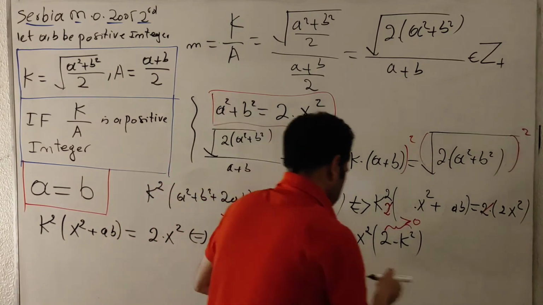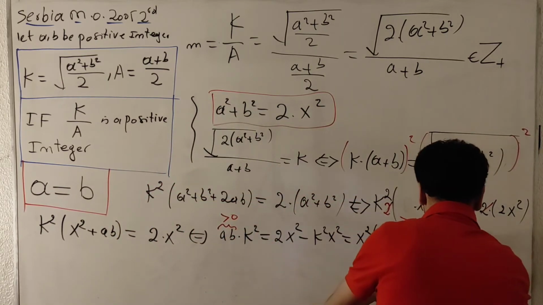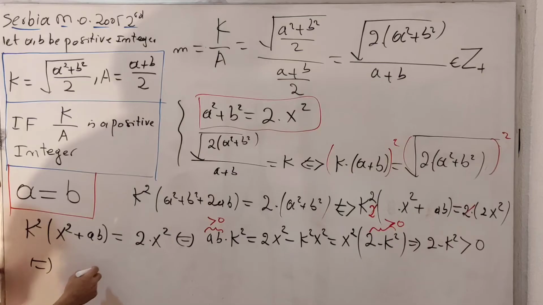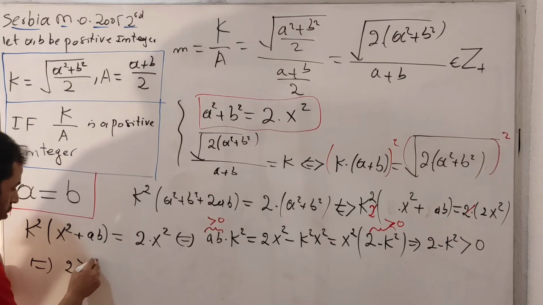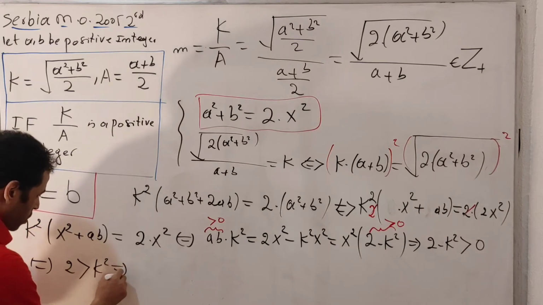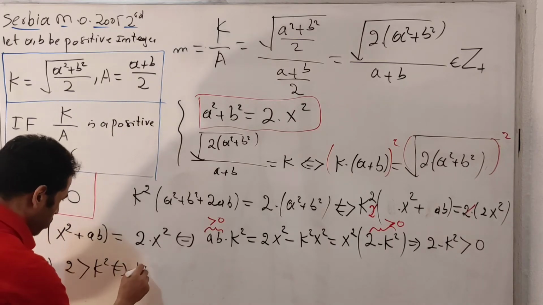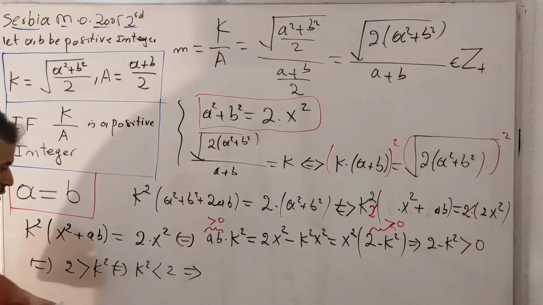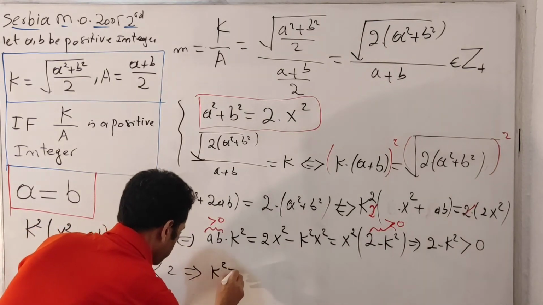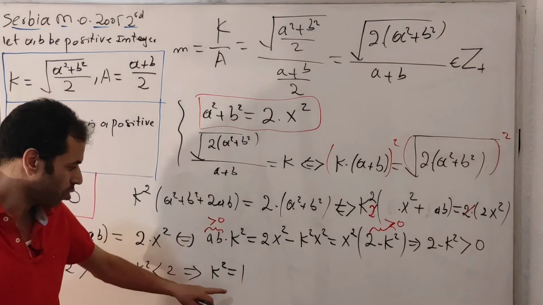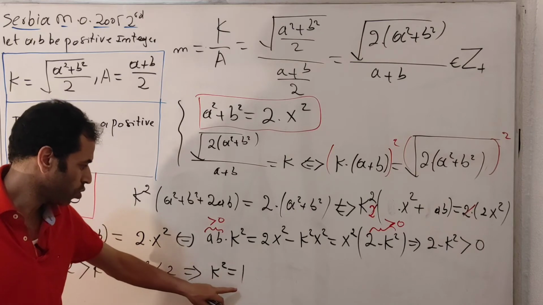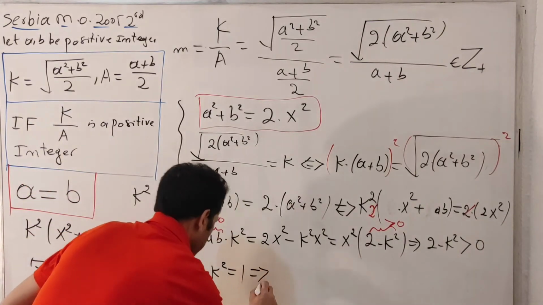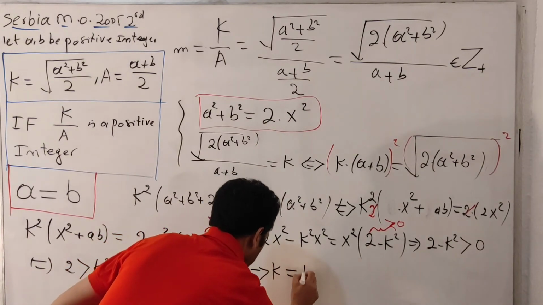So this one is telling us 2 minus k square is strictly greater than 0. So that means 2 is strictly greater than k square, equivalently k square is strictly less than 2. Okay, since k square is an integer, that means k square must equal 1. Since k is a positive number, we don't need a negative number here. So this one is telling us k must equal 1.